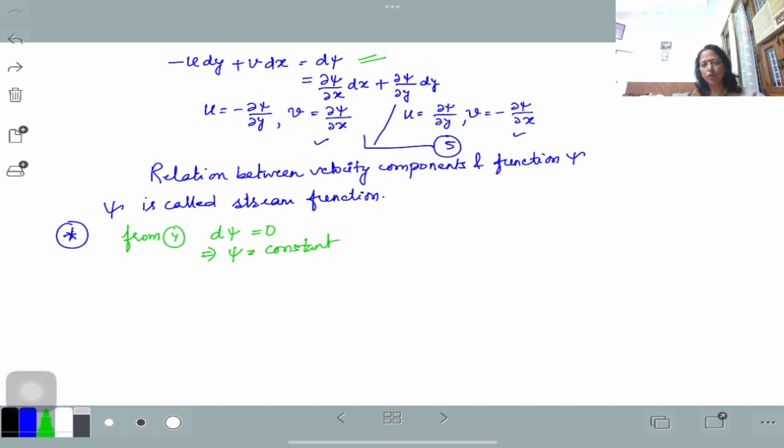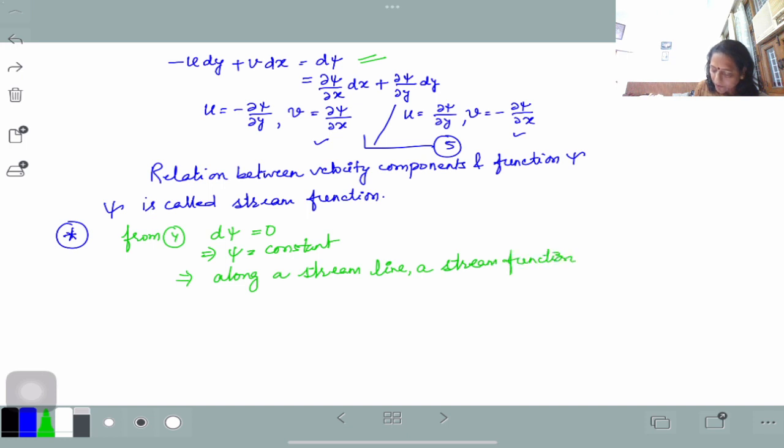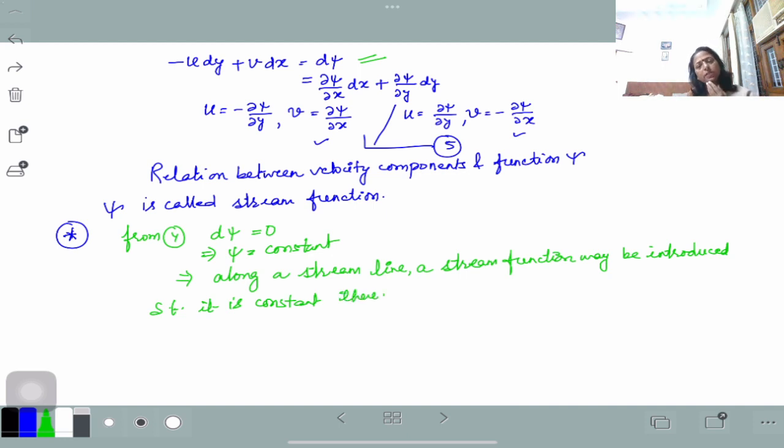Since the streamlines are the flow lines, I get a result that along a streamline, a stream function may be introduced such that it is constant there. So along a streamline, the corresponding stream function is constant. This is a very important result, right?